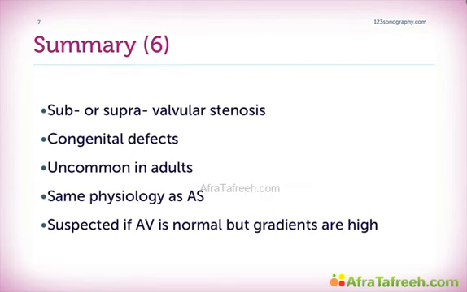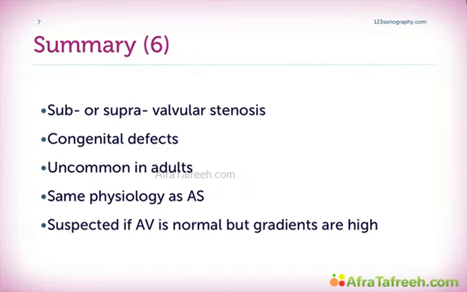Other causes of aortic stenosis include the sub- or supravalvular stenosis caused by congenital defects, frequently with membranes or fibromuscular ridges. These forms of stenosis are uncommon in adults and are usually found in children or young adults. They have the same physiology as aortic stenosis in calcified or bicuspid aortic stenosis.